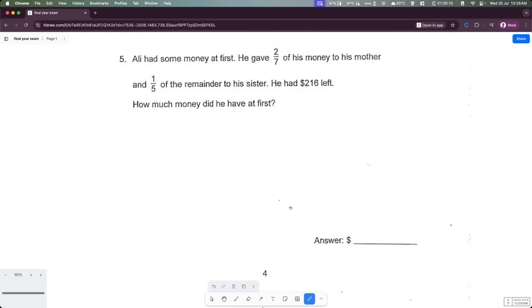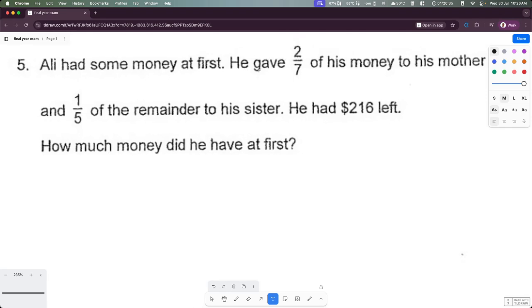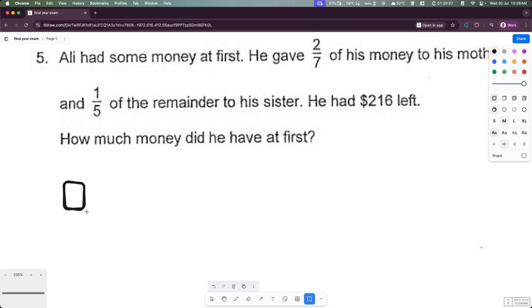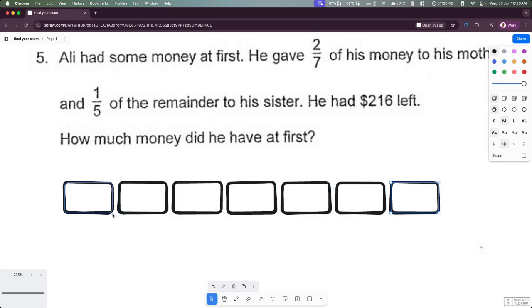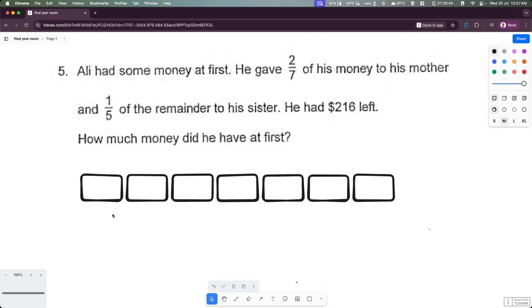Question number 5. Okay, so Ali had some money at first. He gave 2/7 of his money to his mother and 1/5 of the remainder to his sister. He had $216 left. How much money did he have at first? Okay, so there's two ways. One way is we can do the model. So first is that in this case 2/7 of his money. So what we're going to do is we're going to draw a model that is 2/7, 2, 3, 4, 5, 6, 7. Right, so 2/7 of his money to his mother.